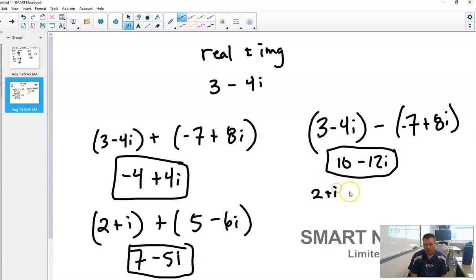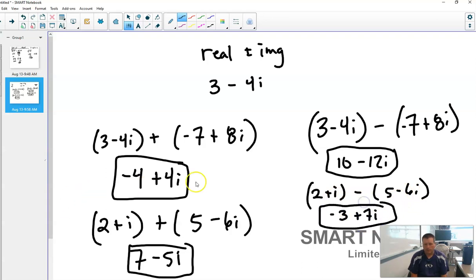So you're just, again, subtracting reals, subtracting complexes at that point in time. So for this one, I'm going 2 minus 5, which will give me negative 3. And then i minus a negative, which becomes plus. So plus 7i is what I get from it. Bada bing, bada boom. That's how you do addition and subtraction.